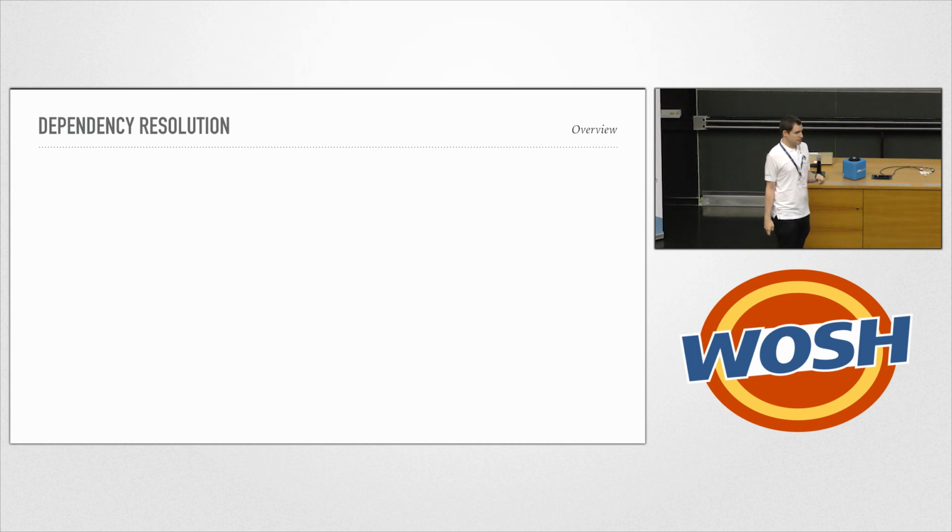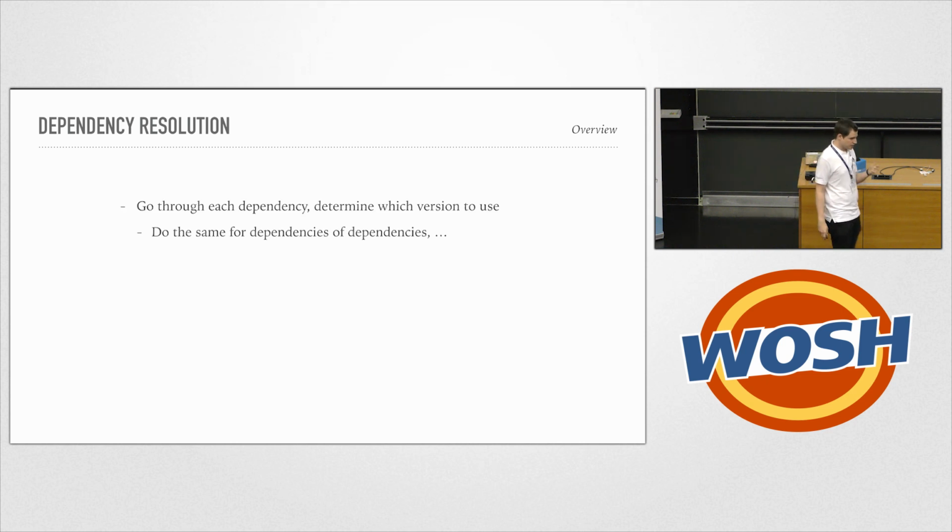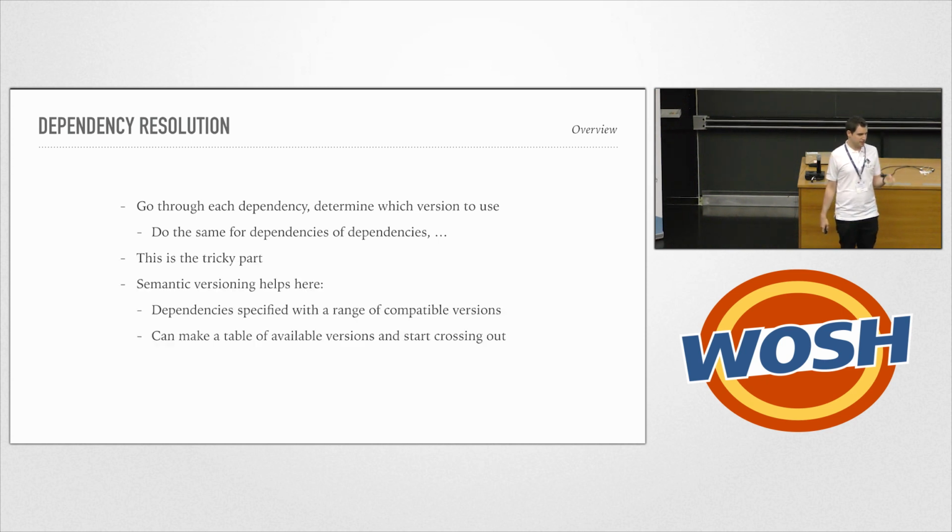All right, so dependency resolution, this is how the whole tool basically works. How do we go about this? Basically, we go through each dependency and we determine which version to use. That's the recipe of what we want to do. And then for each dependency, we do this recursively until we have resolved everything. Now, that part is kind of tricky because the graph can grow, as I'll show in a minute, which makes it kind of cumbersome and tricky.